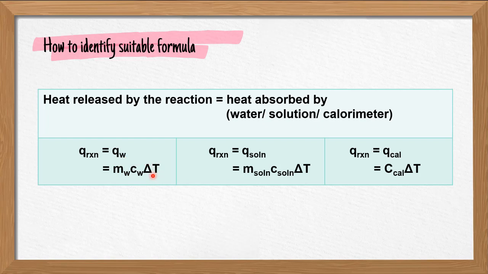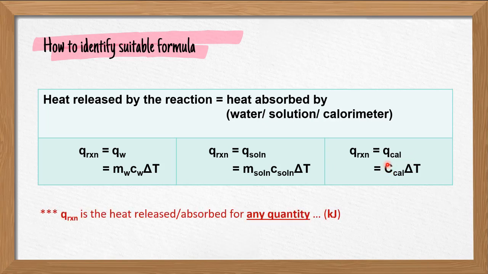All right. And if you have the information for a solution, this will normally be in questions related to neutralization reactions or reactions involving aqueous solutions. So mC delta T: mass of the solution, specific heat capacity of the solution, which is also the same as water, and the difference in temperature, delta T. If you have the information of the calorimeter, or we want to find it, then you would choose this Q cal, where the capital letter C stands for the heat capacity of the calorimeter. So C delta T.